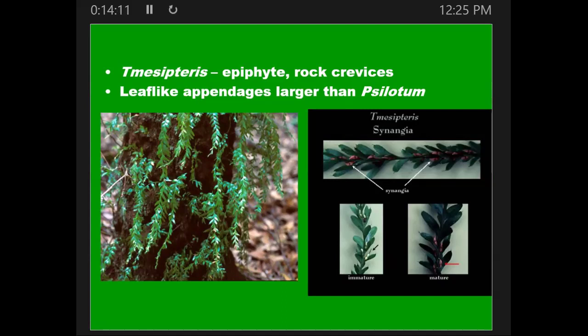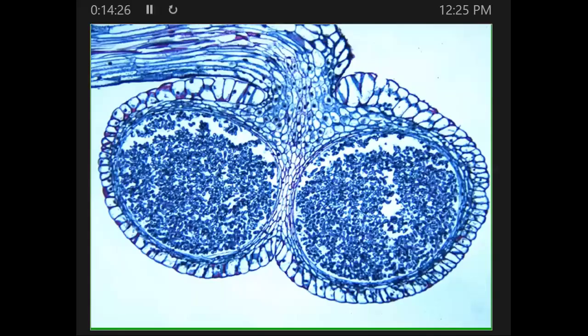Their sporangia tissue, you can see here. They usually show up in pairs instead of in 3s. So this is what it would look like under the microscope. Those are all the spores that are starting to form. Eventually they'll go through meiosis. So Psilotum and Tmesipteris go into that phylum.